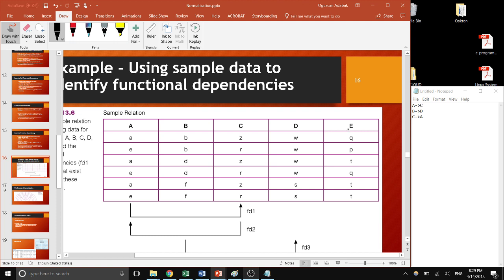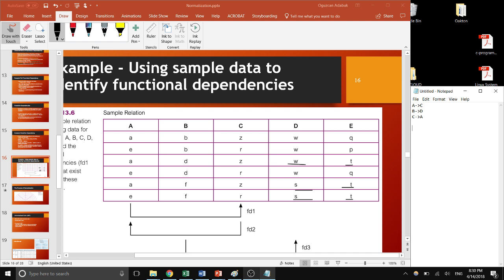What about C? E to C. So we're looking at Q and Z, P and R, T and Z. So far it's okay. Q and R. No, didn't work. Now D: Q, W, P, W, T, W, fine. Q, W and T, S. So here's the problem. T is associated with W, and here T is associated with S. So you can't really determine anything. Nothing functionally depends on E.